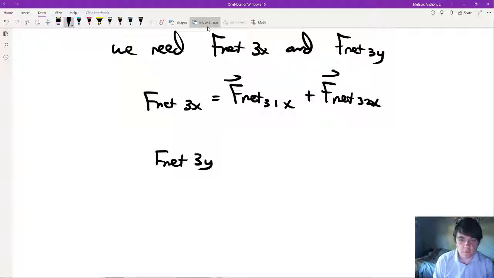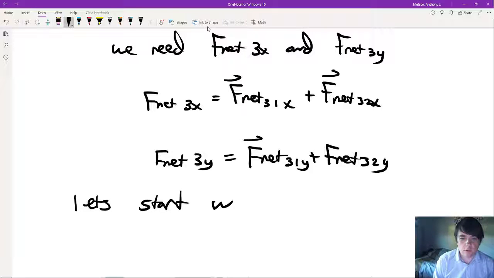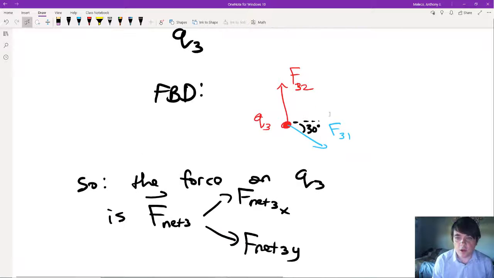We also need F net 3y, okay? So the net y component on 3, and that's composed of F net 3,1y plus F net 3,2y. Okay, so the force on 3 by 1 in the y direction, force on charge 3 by charge 2 in the y direction. Okay, so let's go ahead, let's start with the x direction. So this is the force on 3 by 1, it's this guy.